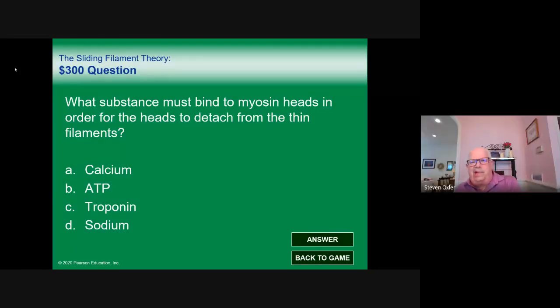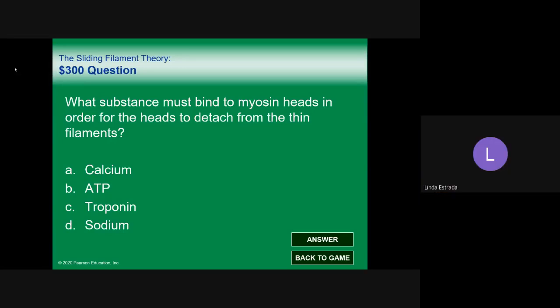What substance must bind to the myosin heads in order for the heads to detach from the thin filaments? C. It's not troponin. What if I told you it needed energy? What would be the answer? ATP. All right.